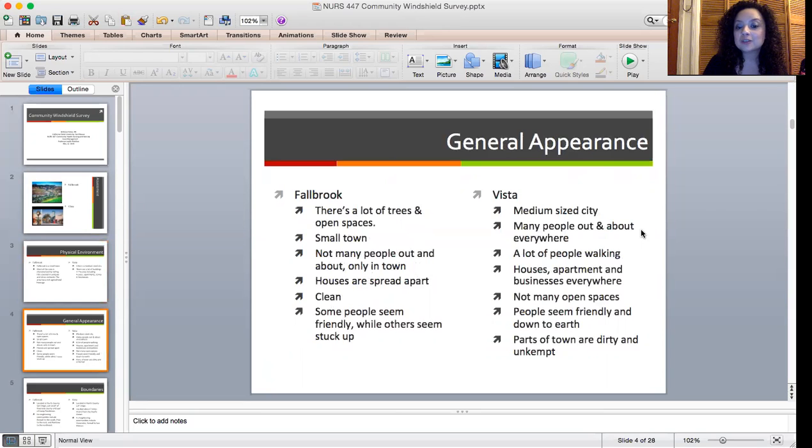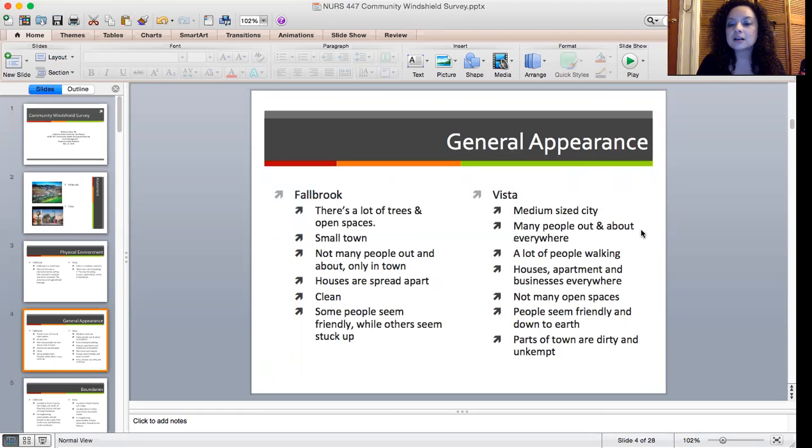The houses seemed to be spread apart. There were a lot of open spaces. Homes seemed to have a good amount of property. The town seemed clean. Some people seemed pretty friendly, and others seemed a little stuck up.